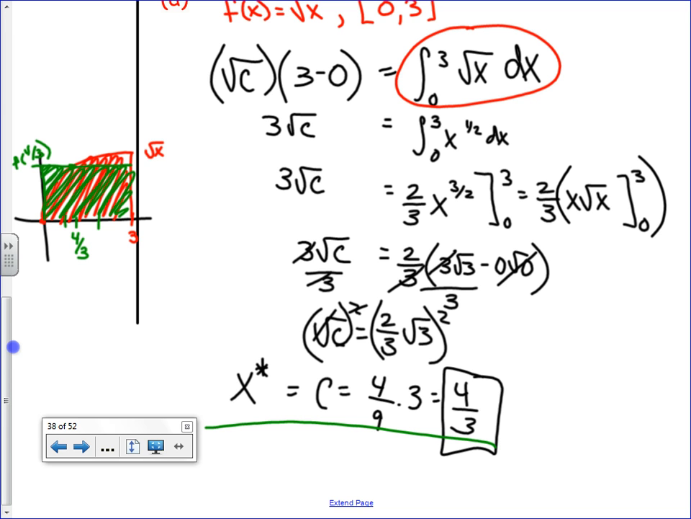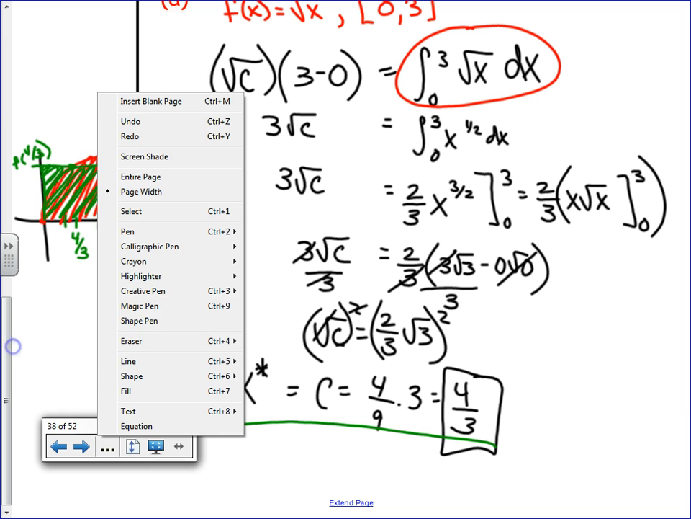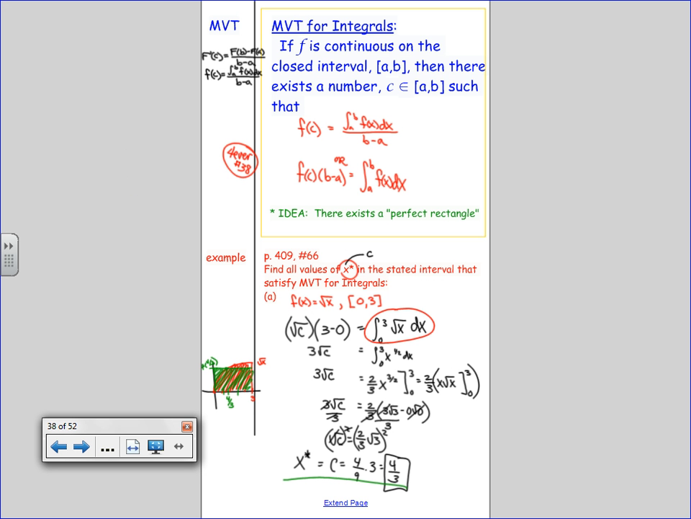Now, disclaimer, you won't have to stress too much about the graphical interpretation. It's kind of cool to see that there exists a perfect rectangle. Somewhere in that interval, there's one x such that its height with the base is the actual area, the exact area, but you won't use the graphical application too much.